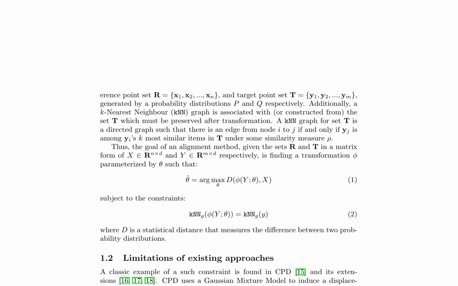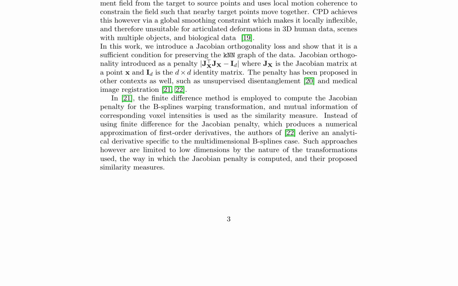Existing approaches, such as coherent point drift, CPD, use a Gaussian mixture model to induce a displacement field from the target to source points and employ local motion coherence to constrain the field. However, CPD has limitations, including global smoothing constraints that make it locally inflexible, rendering it unsuitable for articulated deformations in 3D human data, scenes with multiple objects, and biological data.